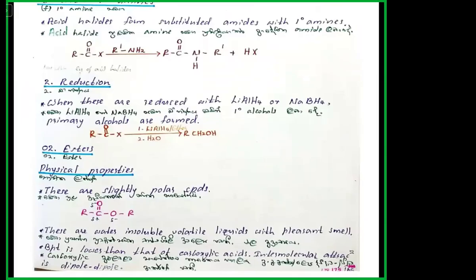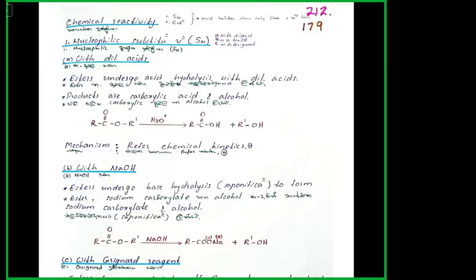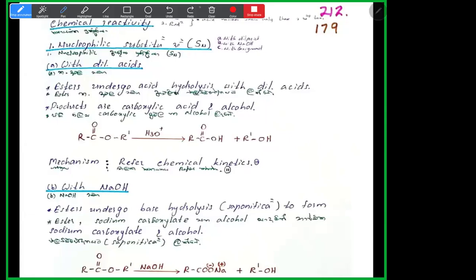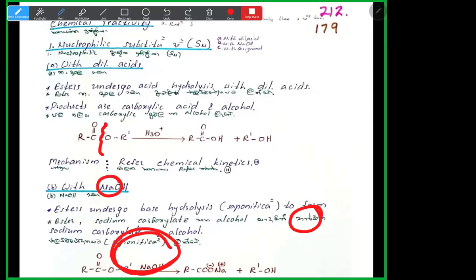Reduction is possible with both lithium aluminum hydride and sodium borohydride. They are making primary amines. Then moving to esters. Ester reactions happen very easily. So the first type is nucleophilic substitution. See, this part is getting away as a nucleophile and joins OH.